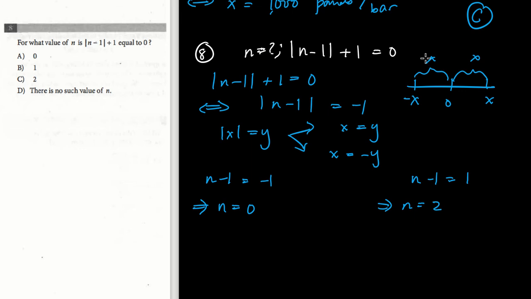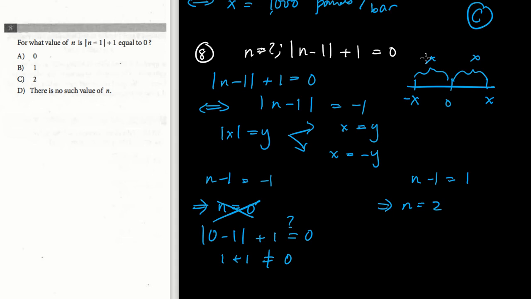So let's say if you plug in n equals 0, right? So we have 0 minus 1, right, plus 1 equals 0. So the absolute value of 0 minus 1 is negative 1. The absolute value of negative 1 is 1, plus 1. So this should be a question mark. So is that 0? So we're 2. So 2 is definitely not 0. So this answer choice, n equals 0, is not valid.